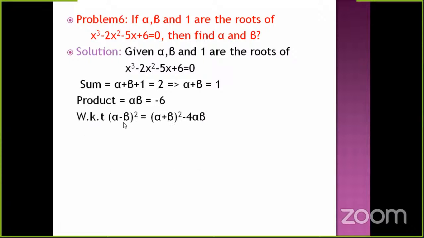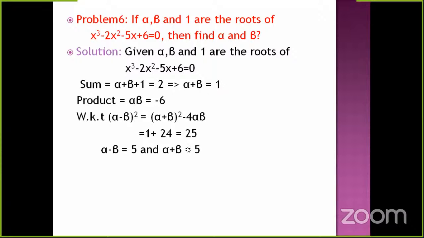So we know that alpha minus beta whole square, that is a minus b whole square, is equal to a plus b whole square minus 4ab. So in the place of a, I am taking alpha, and in the place of b, I am taking beta. By substituting the values of alpha plus beta and alpha beta, I will get 1 square minus 4 into minus 6, that is plus 24, which is equal to 25. This is the value of alpha minus beta whole square. From this, I can derive alpha minus beta value as 5.